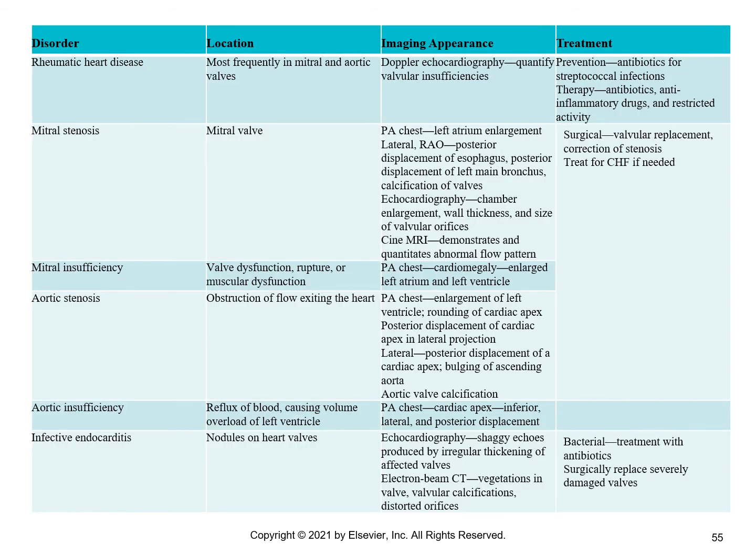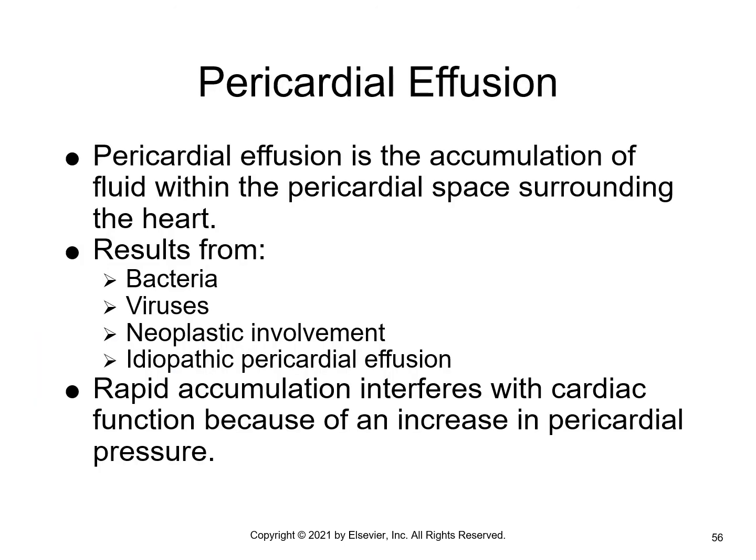Okay, so you can look through some of those acquired diseases of the heart. And that brings us to pericardial effusion. So pericardial effusion means that there is an effusion or fluid collection around the heart. So within the pericardium, we're going to take on fluid around the heart. It's the accumulation of that fluid. It usually results from bacteria, viruses, neoplastic involvement, and idiopathic pericardial effusion.